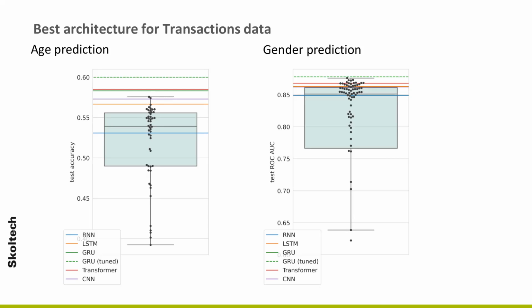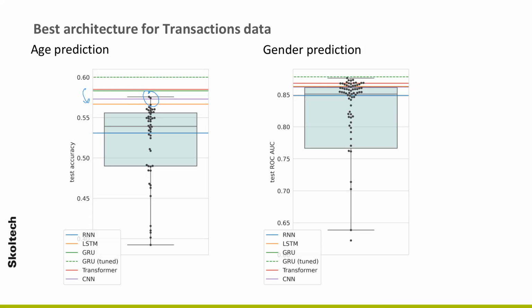On the left, LSTM, transformer, and GRU provide better performance. This was the transactions dataset. GRU and transformer are better than the best architecture we found with our narrow architecture search. But if we try to improve GRU and select better parameters, then GRU happens to be even better.